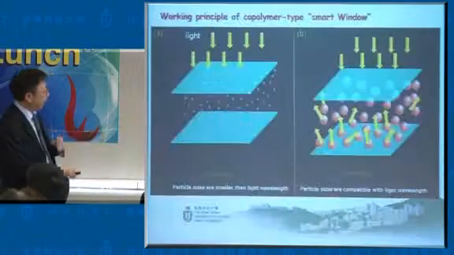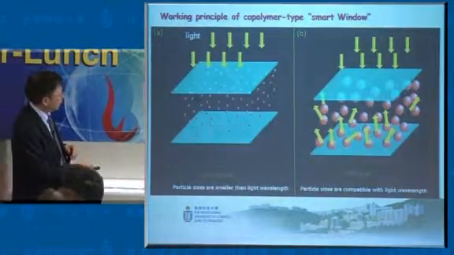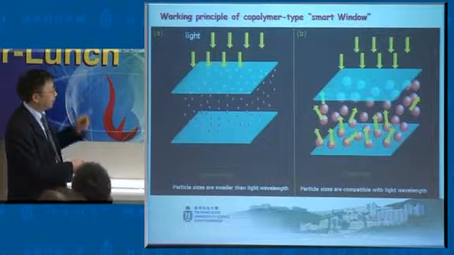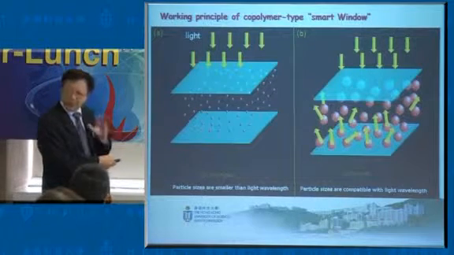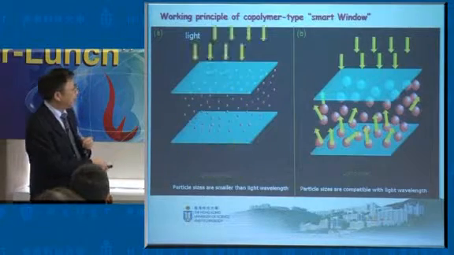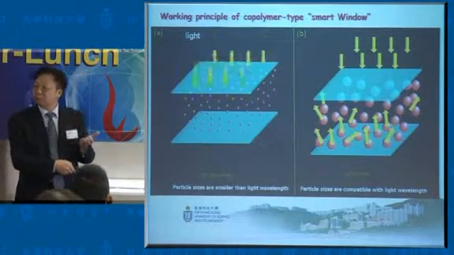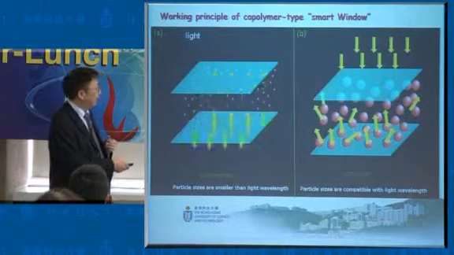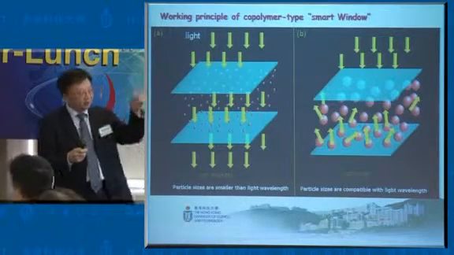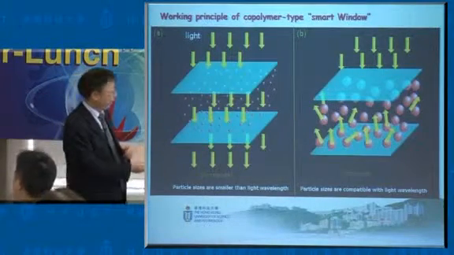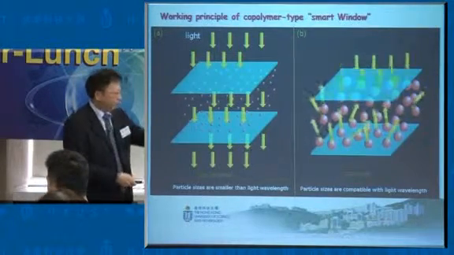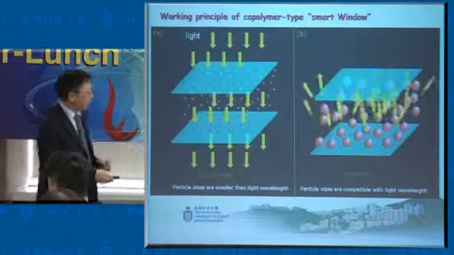I'll give you examples. Here's a container with some small polymers inside. At low temperature, the particles are small, so the beam can pass through. We call it transparency. However, if the particle is big enough, comparable to the light wavelength, you can see some scattering, so the light is blocked. Later I'll show you how that works in our demos.